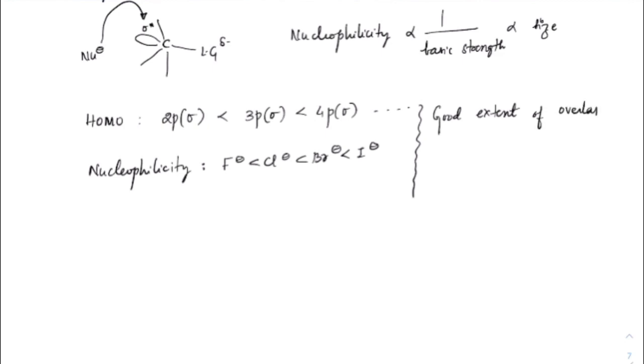So in short, I can say that there is a good extent of overlap from backside to sigma star orbitals. Mainly we are looking out for saturated hydrocarbons only, so saturated carbon only. So I'm only talking mostly about LUMO of sigma star.